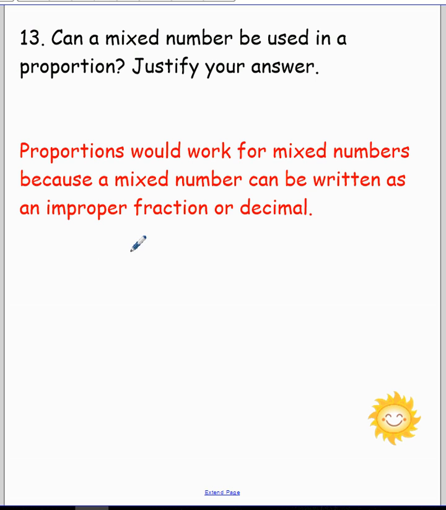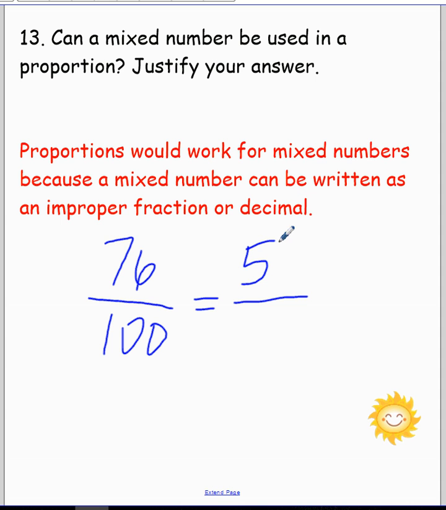So an example would be maybe, let's say 76% equals, let's say 5 1/4 of what number? So there's a mixed number. So we would multiply 76 times b on one side and 100 times 5 1/4 on the other, as you know, and continue on our merry way.